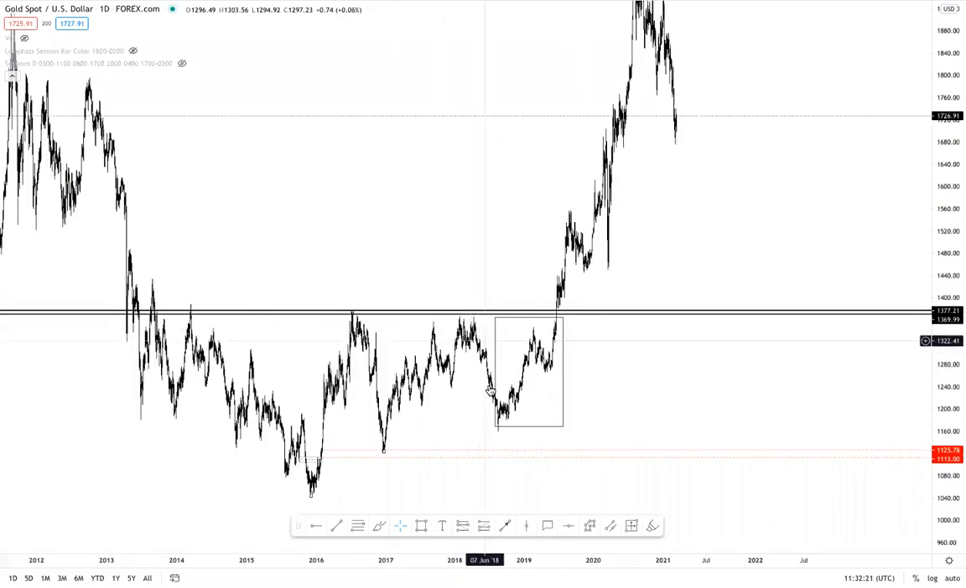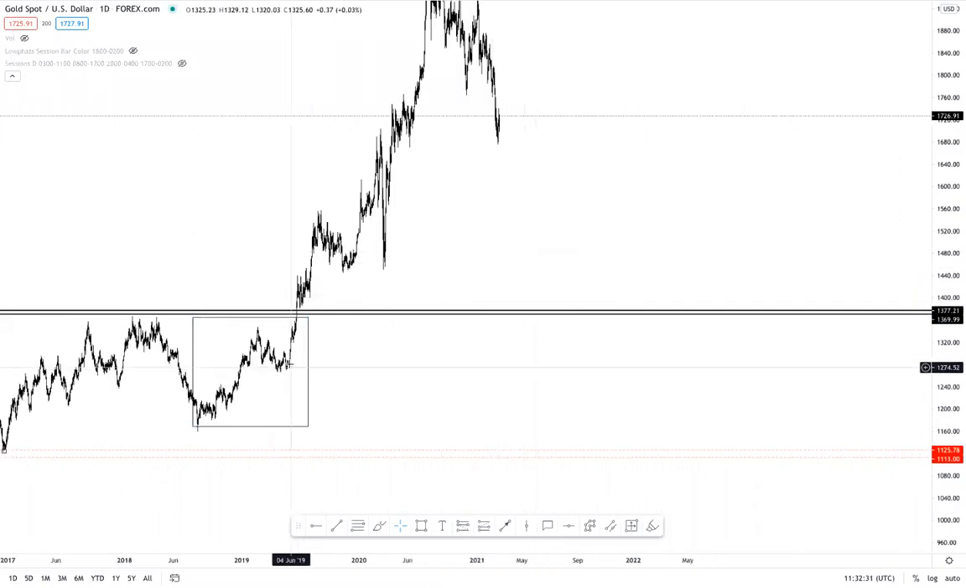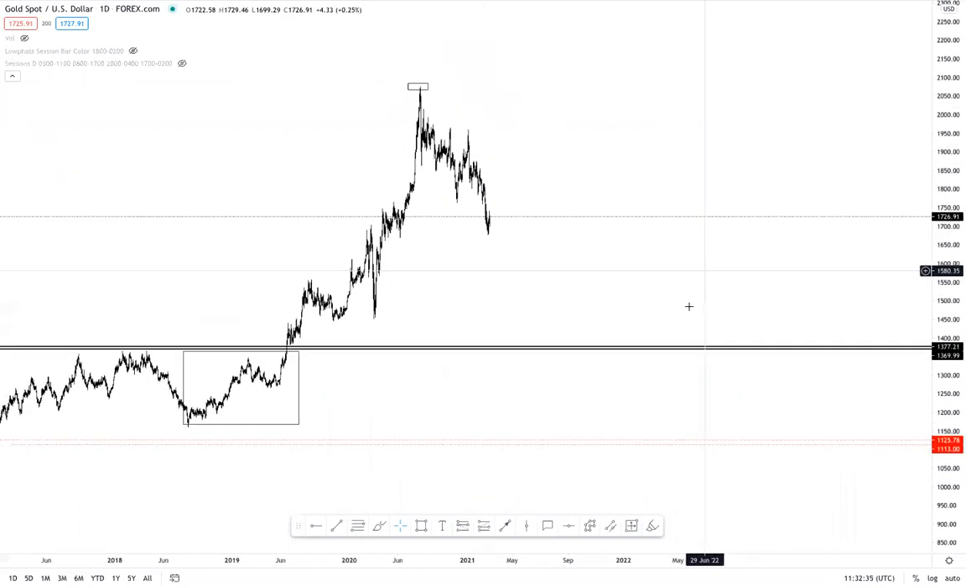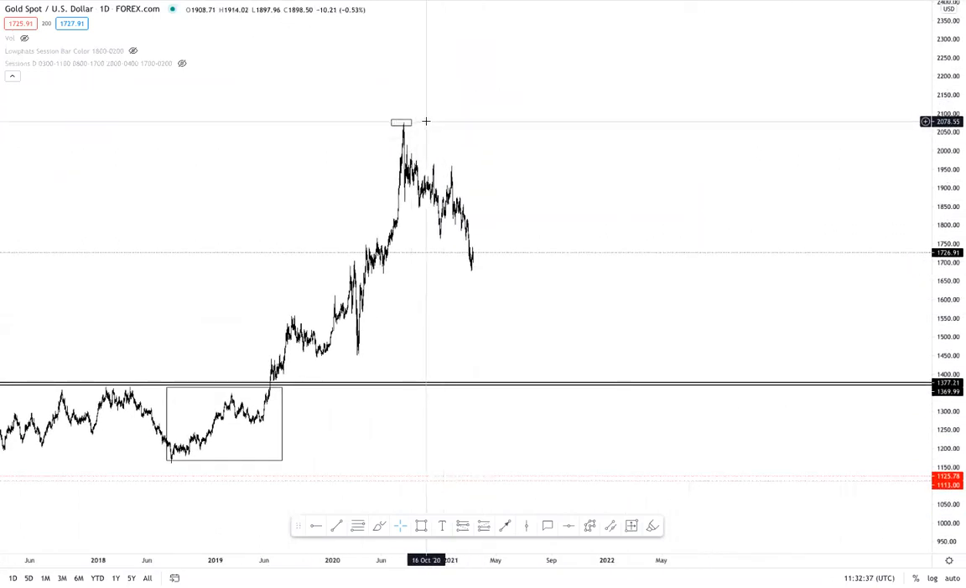Therefore, in the future, if gold ever comes back down here, I'll be looking to buy gold in the long term. I don't know if that makes sense. Whenever the price of gold comes back down here, I'll be looking to buy gold. And I'll be looking to TP at 2075. Okay, or 2078 or whatever.